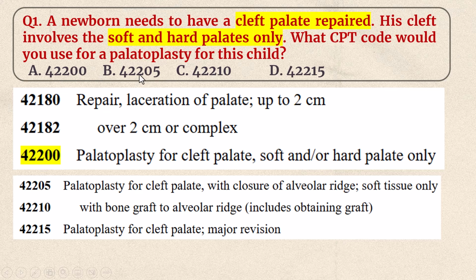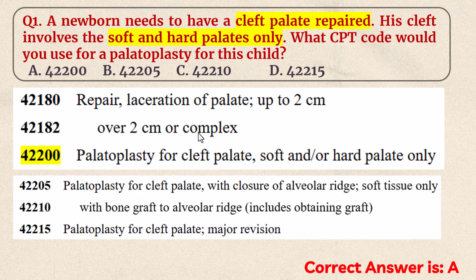If you see other codes, 42250, that is palatoplasty for cleft palate with closure of alveolar ridge, soft tissue only, but that is not the case. 42210 with bone graft to alveolar ridge, that is not the case. 42215 palatoplasty for cleft palate, major revision. But in our case, it's only soft and hard palate. So the correct code is 42200. So the correct answer is A.